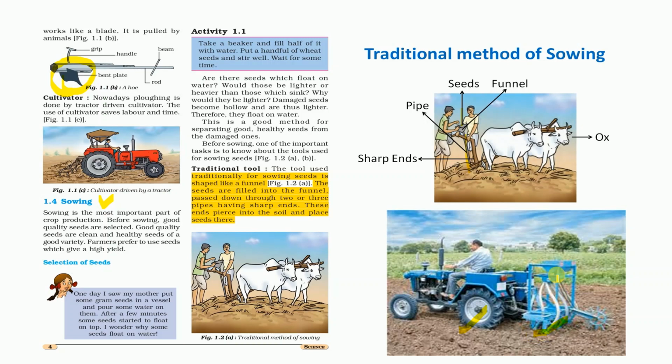There is a tiller, and in the upper part of this seed drill we put the seeds, and with the help of the pipe they go to the ground.